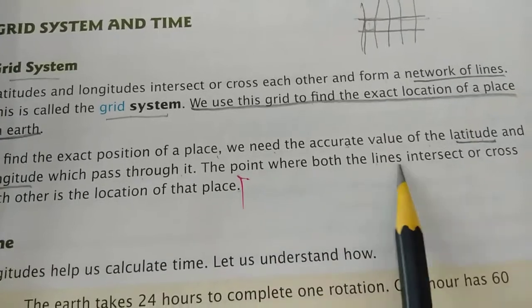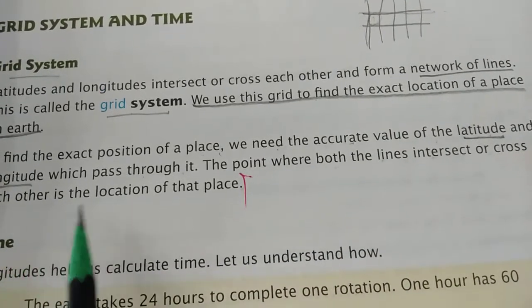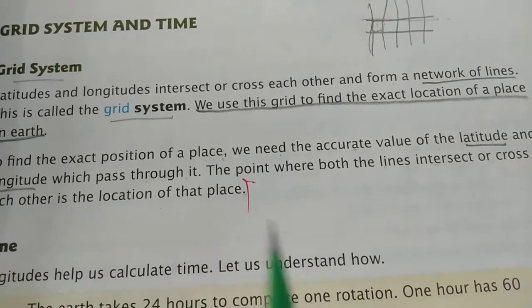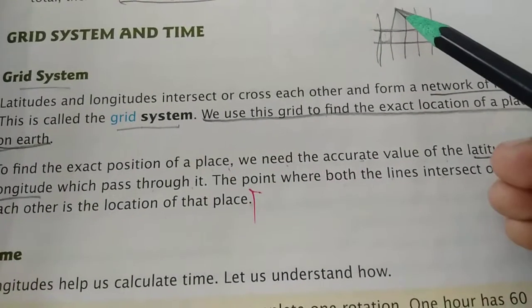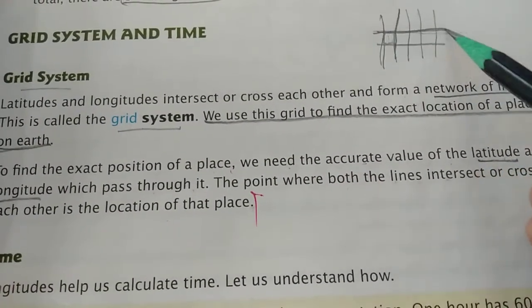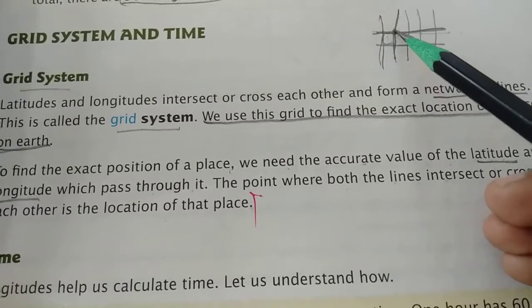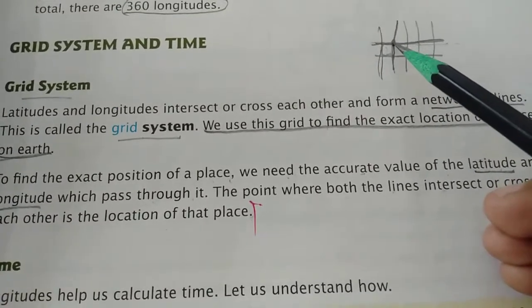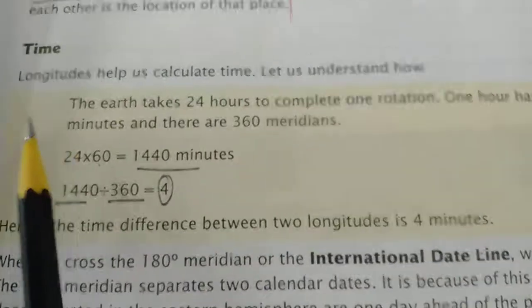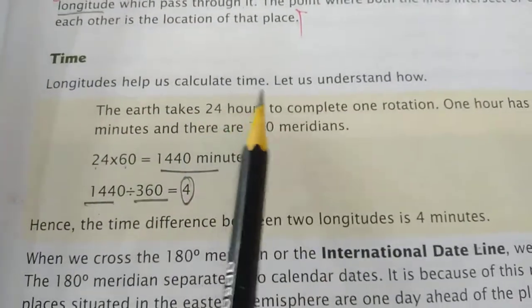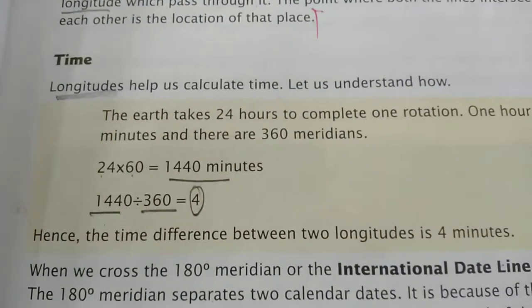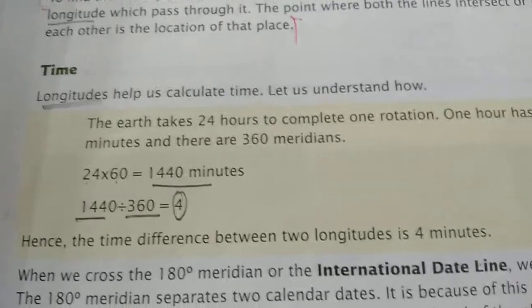The point where both the lines intersect or cross each other is the location of that place. So that point where both longitude and latitude meet, that is the exact location of that particular place. Next is time. Longitude helps us calculate it. So with the help of longitude we can find the exact time of that particular place.